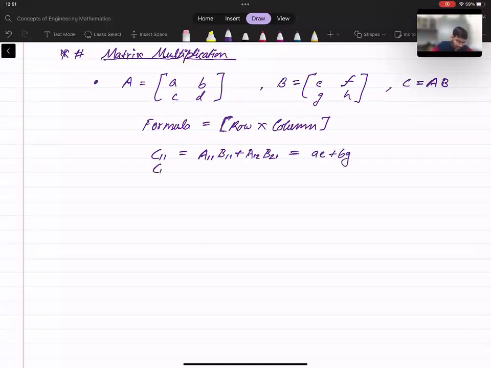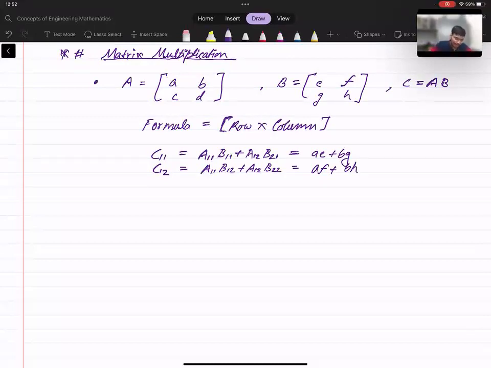Similarly, we can find C12. Again, here we will multiply the first row of A with the second column of B. So here we will have A11 multiplied with B12, added to A12 multiplied with B22. So this will be af plus bh. And this pattern is followed.